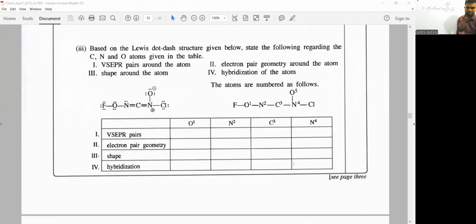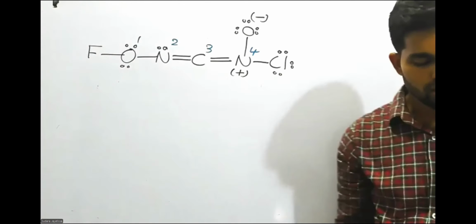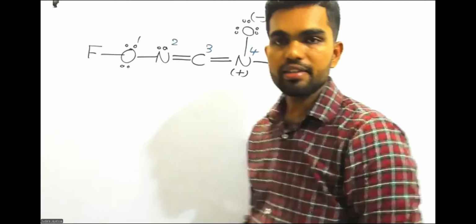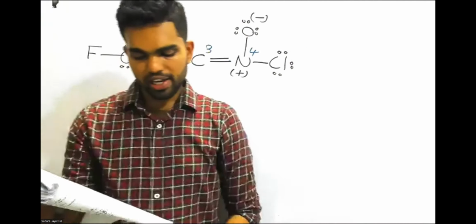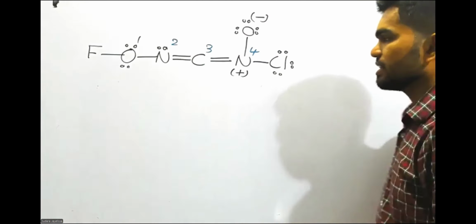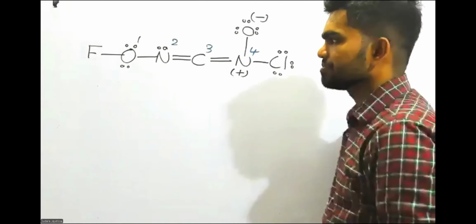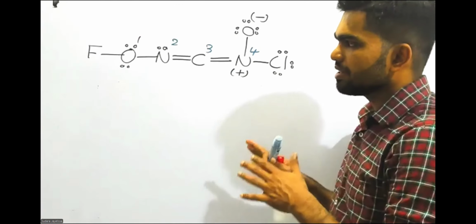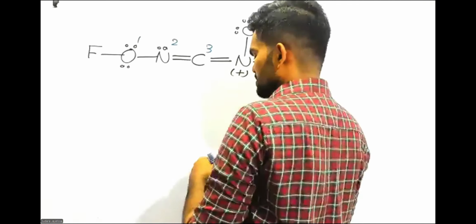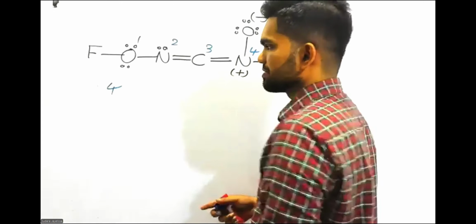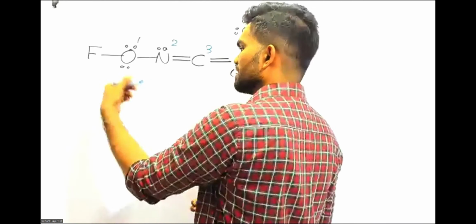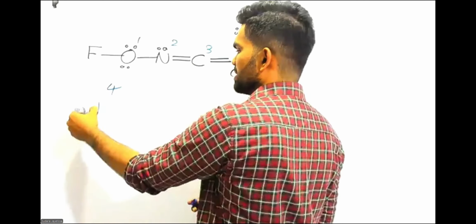This is the structure, and it's asking the usual things: the number of VSEPR pairs, electron pair geometry, and molecular shape. Then finally, they're asking for the hybridization state, right? So if you take the first structure, oxygen here has 2 lone pairs and 2 bond pairs, right? So here 1, 2, and another 2 here. So this one has 4 VSEPR pairs. If you have 4 VSEPR pairs, its electron pair geometry is going to be tetrahedral.